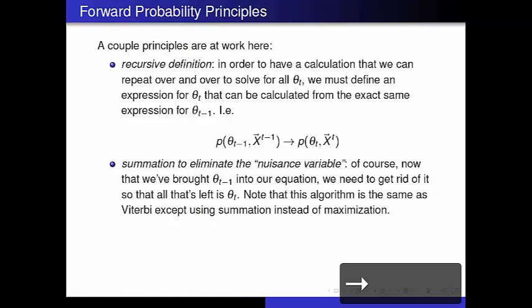So a couple of principles are at work here, just as they were in Viterbi. One is that we're basically using a recursive definition that, from this we can get this. So all we have to do is be able to get this at the beginning, theta 1 x1, and we're good for the entire sequence. And then obviously we're using summation to eliminate the nuisance variable, and in that sense sum efficiently over all possible paths.